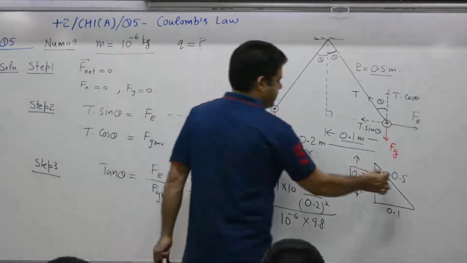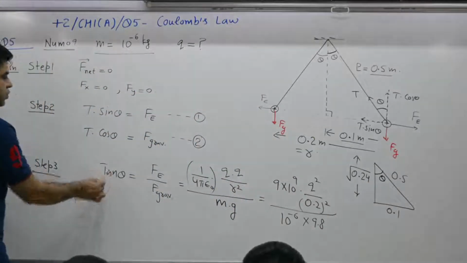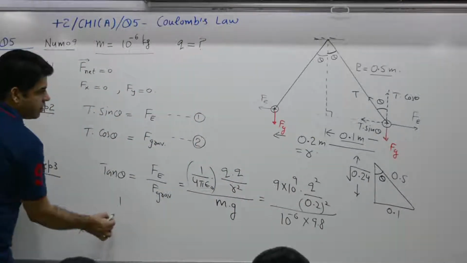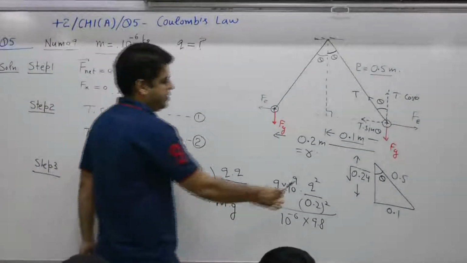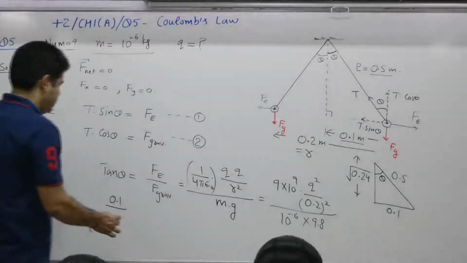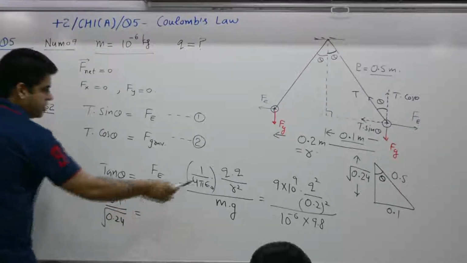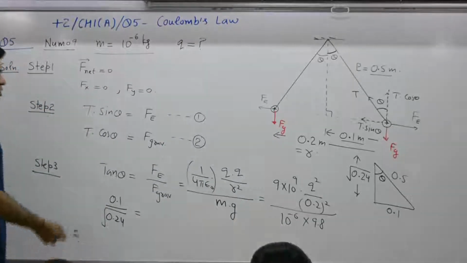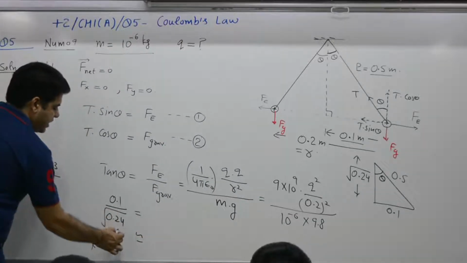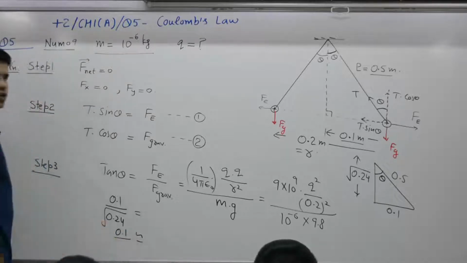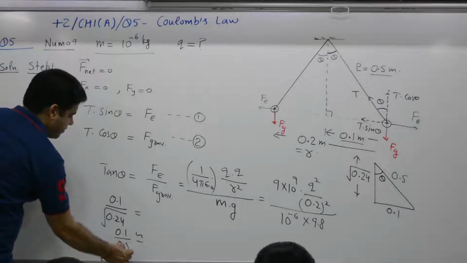This angle is theta. Tangent theta is equal to 0.1 by under root 0.24, which is equal to this expression. Approximately, the value of under root 0.24 you can take to be 0.5.